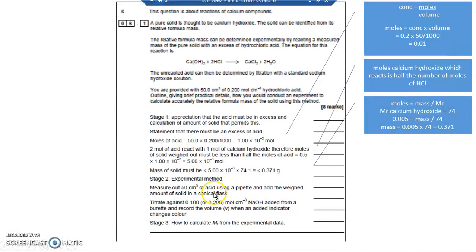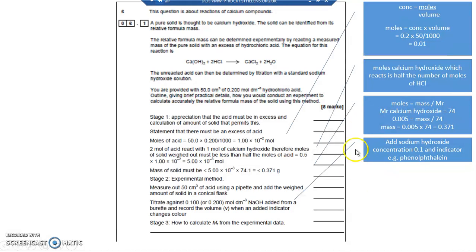And add the weighed amount of solid to the conical flask. So you get 50 cm³ of the acid. It says you're provided with 50 cm³. Let's use a pipette. Let's do it accurately. 50 cm³ using a pipette, and you add the calcium hydroxide. Okay, and then the leftover acid you're going to titrate against sodium hydroxide. It says a standard solution of sodium hydroxide. Now when you titrate anything, you usually use 0.1 as a concentration. So 0.1 is going to be the concentration of sodium hydroxide that you're going to add.